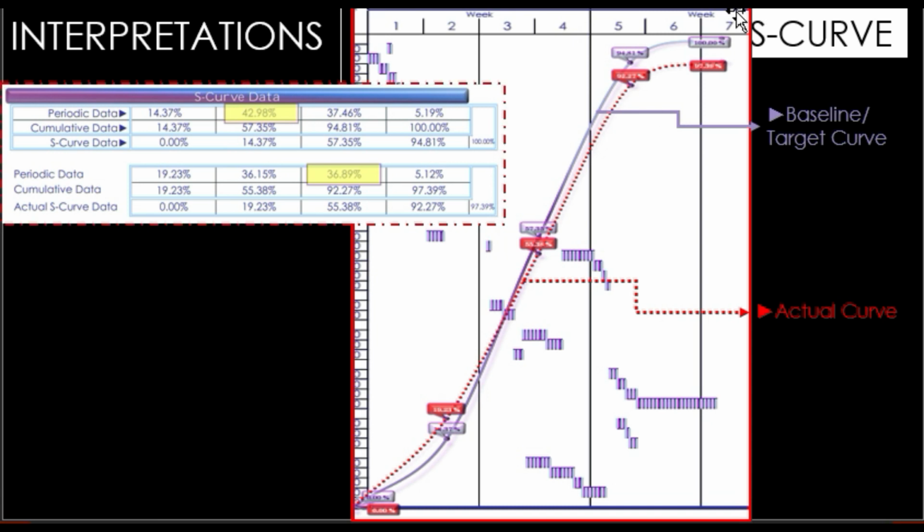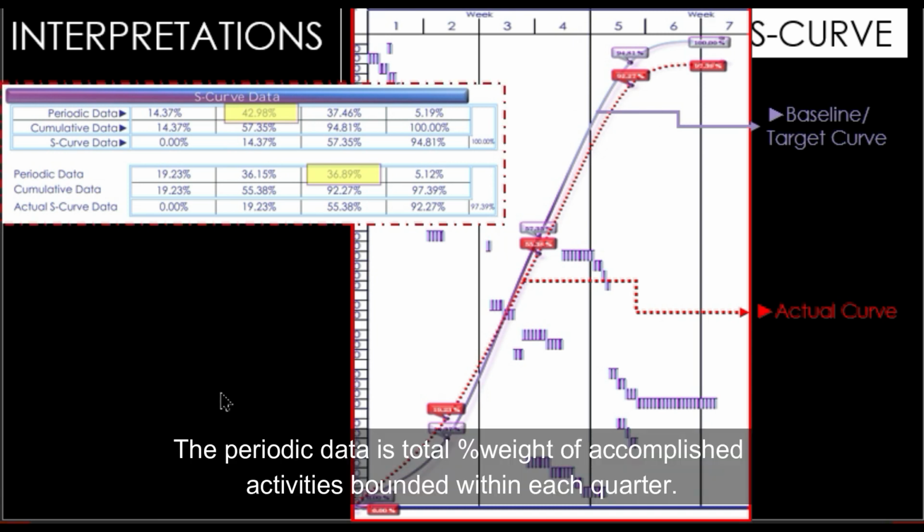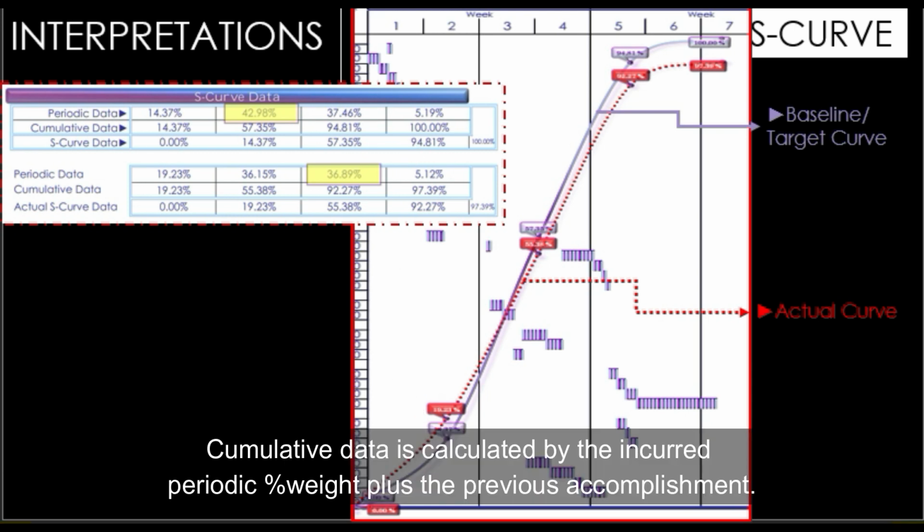The periodic data is the total percent weight of accomplished activities bounded within each quarter. The cumulative data is calculated by the incurred periodic percent weight plus the previous accomplishment.